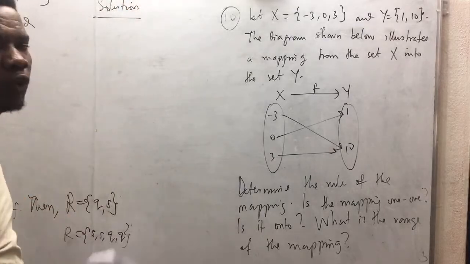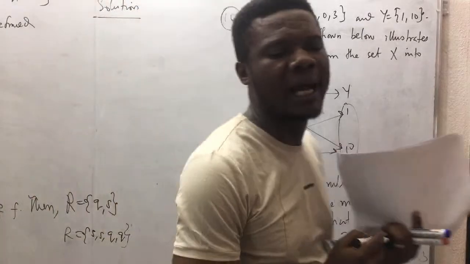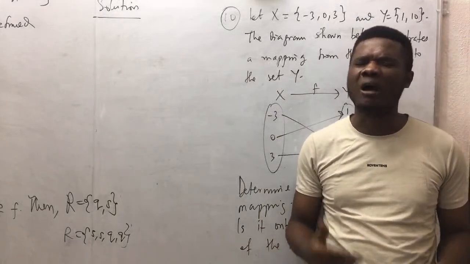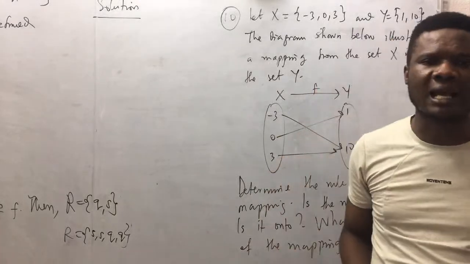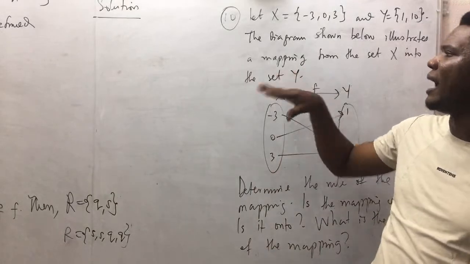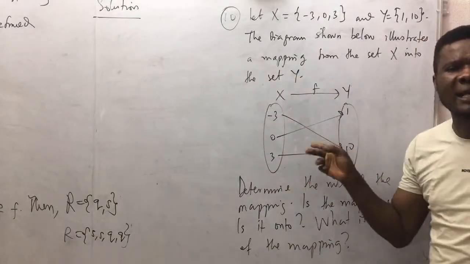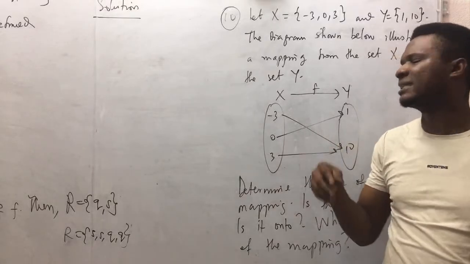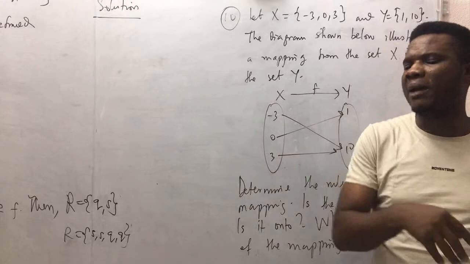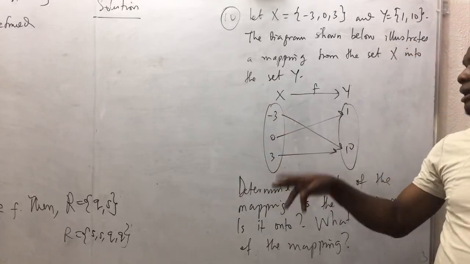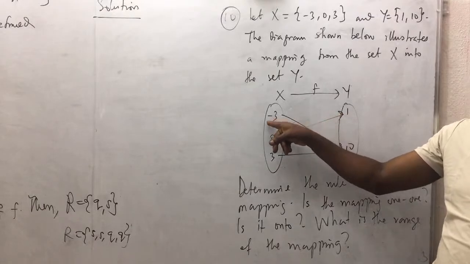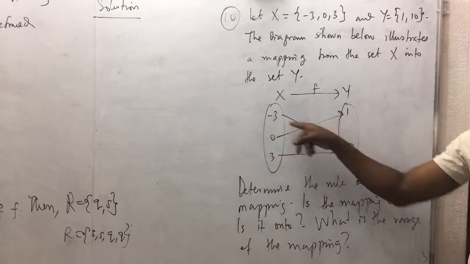How do we determine the rule? If you remember vividly what I told you in my class, probably the 5th or the 4th or the 3rd class, I showed you how to determine the rule. So let's see what the rule is. The rule is what links the function with elements in the domain and codomain. So why is minus 3 producing 10?